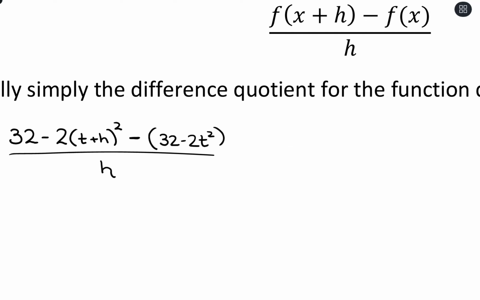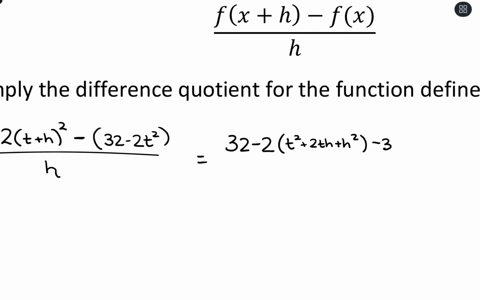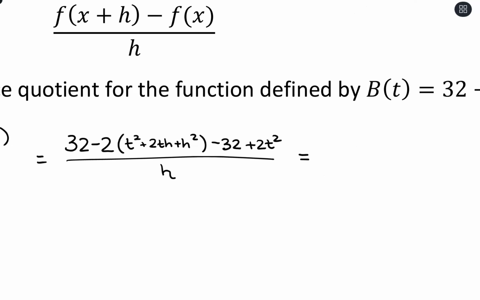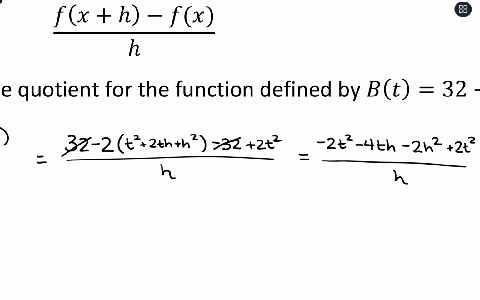Okay, so I have 32 minus 2 times, and then I need to expand out that t plus h squared, which would be a t squared plus 2th plus h squared. And then I'm going to distribute that negative for a minus 32 plus 2t squared all over h. And let's see, 32 minus 32, so those are going to turn into a 0. I need to distribute that negative 2 in, so negative 2t squared minus 4th minus 2h squared, and then at the very end that plus 2t squared all over h.